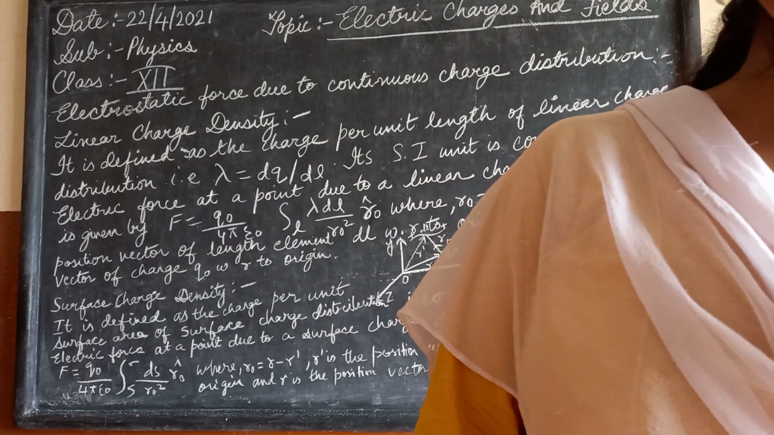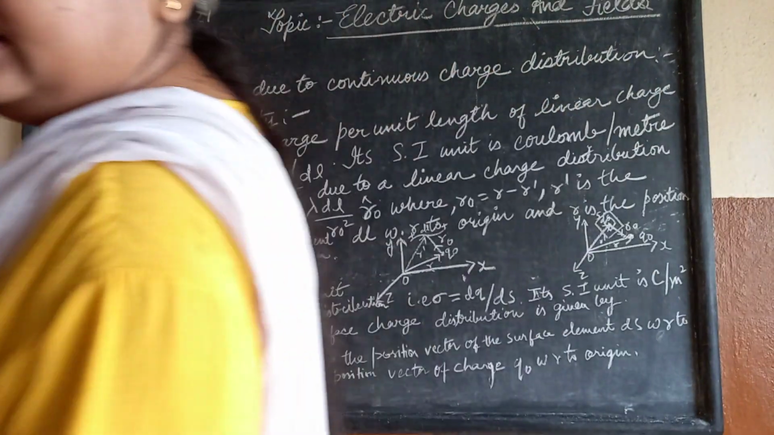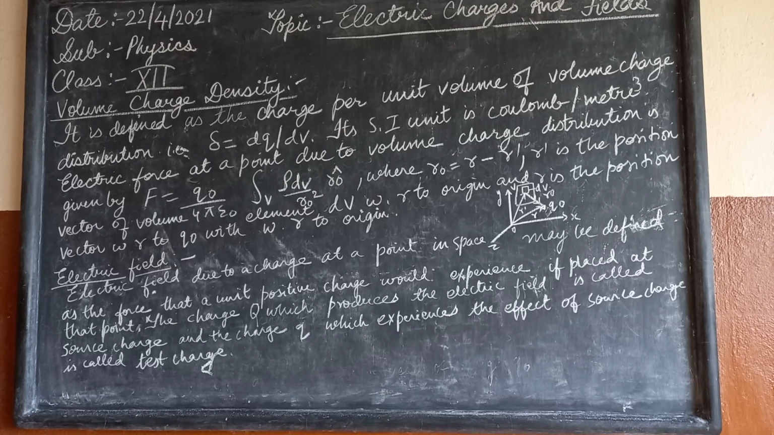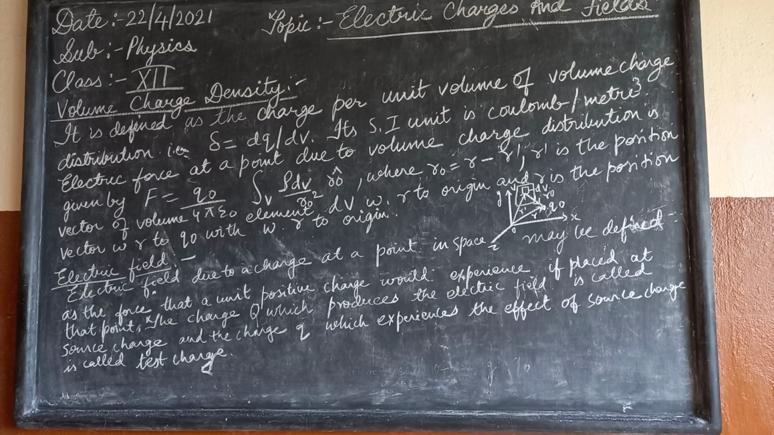So let us do the volume charge density in continuation with this. Now let students see this one, volume charge density. It is defined as the charge per unit volume of the volume charge distribution, that is rho is equal to dq upon dv. Its SI unit is coulomb per meter cube.